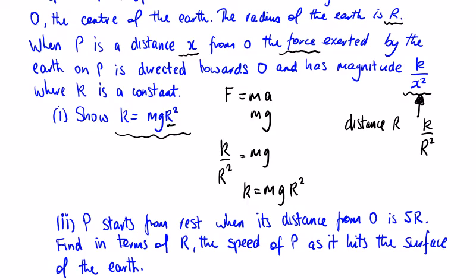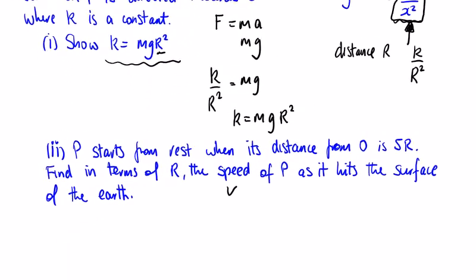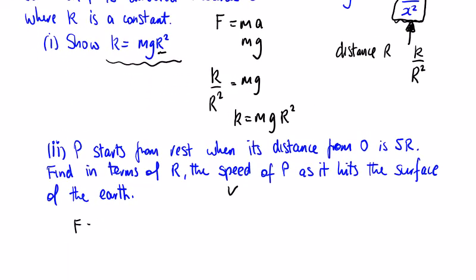Part B, p starts from rest when its distance from O is 5r. Find in terms of r the speed, so we want v, of p as it hits the surface of the Earth. So what have we been given so far? The force is k over x squared, and we've worked out k to be mg r squared. So mg r squared over x squared.